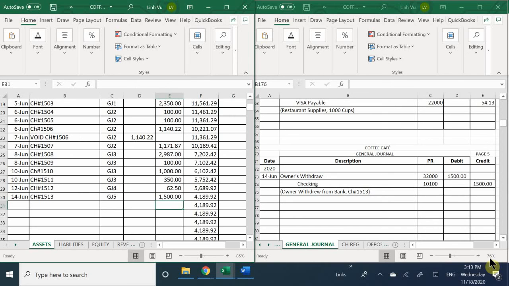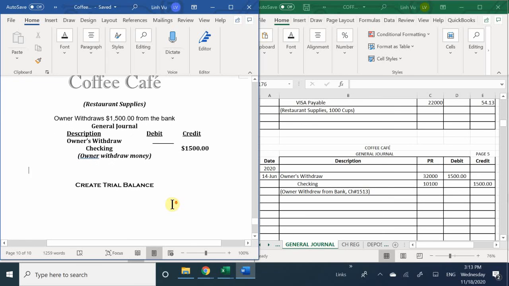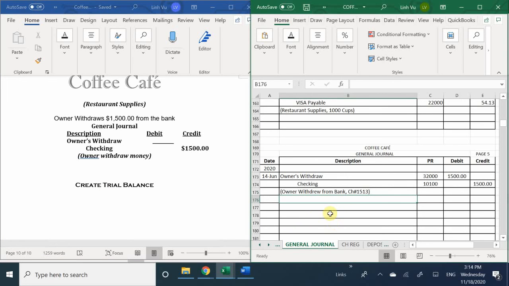All right. So good. Now that is it for all the transactions that happened for week 2 of Coffee Cafe. So save your work because when we come back from the break, we're going to complete our trial balance for week 2. So I'm going to draw a line here to indicate that I am completing my transactions. I'm done with the books for week 2, and I'm going to do my trial balance.